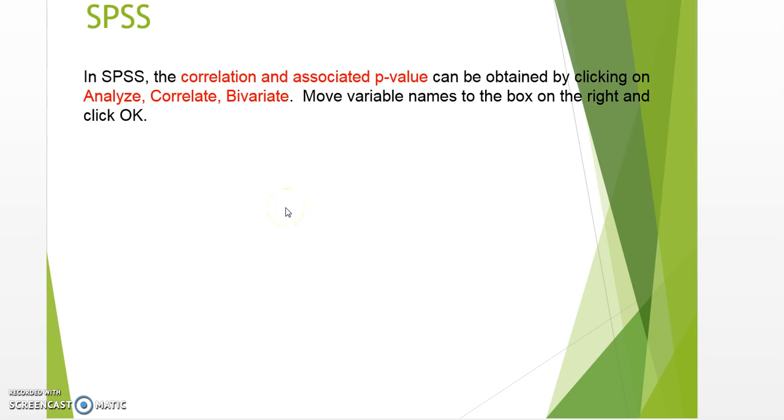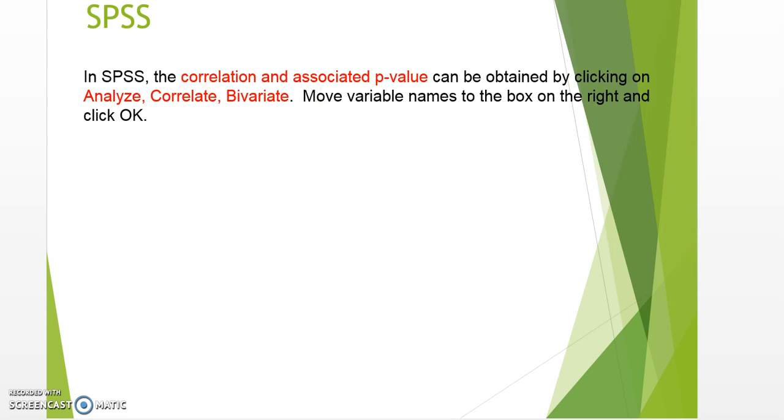In SPSS, the correlation and associated p-value can be obtained by doing Analyze, Correlate, and Bivariate. So bivariate means there are two variables. And move variable names to the box on the right and click OK to do that.